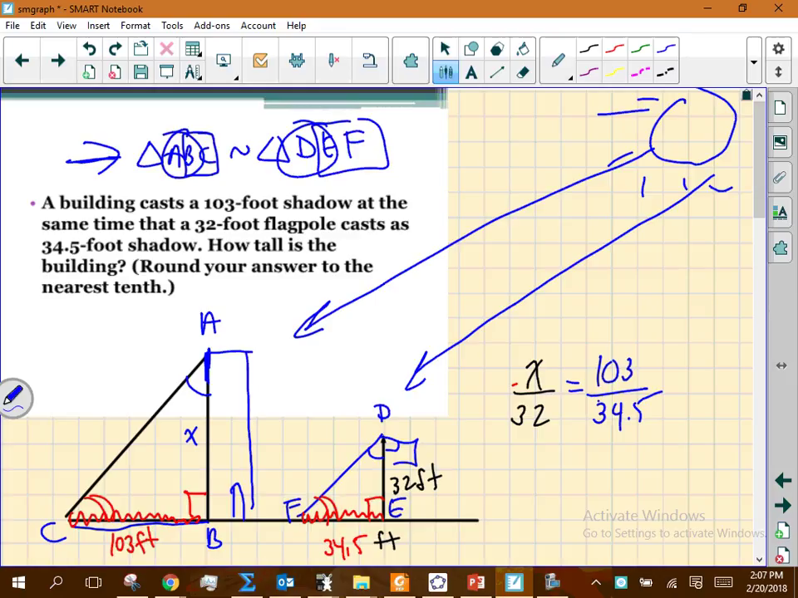So you see a lot of these questions. Math Excel, for some reason, likes these shadow questions. It's a lot of their story problems, but it's one application. It's a physics concept with the light creating shadows and that kind of stuff, but we can explain it with similar triangles.